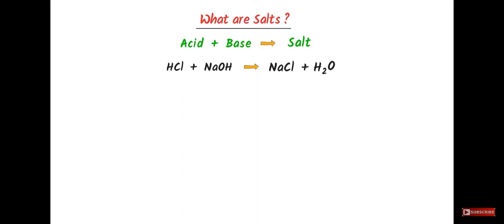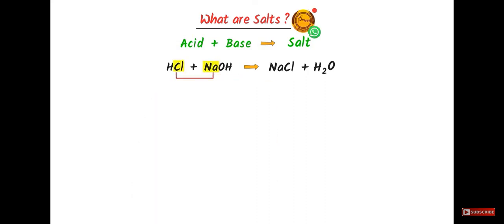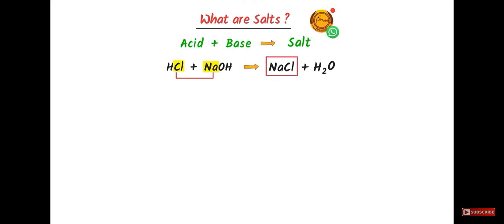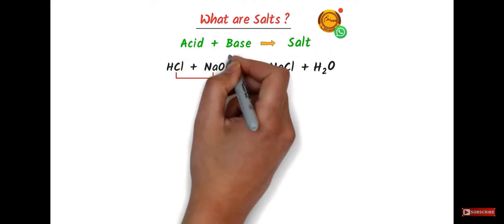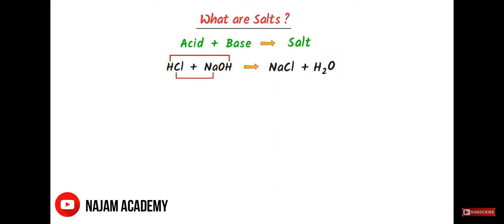Remember that here the metal part of the base like sodium and the negative part of the acid like chlorine will react together to form a salt like sodium chloride, while the hydroxide ion of the base and the hydrogen ion of the acid would react together to form water. Remember that this whole reaction is known as neutralization reaction.